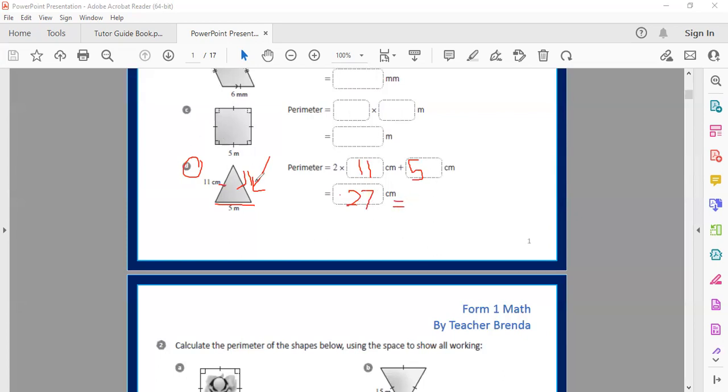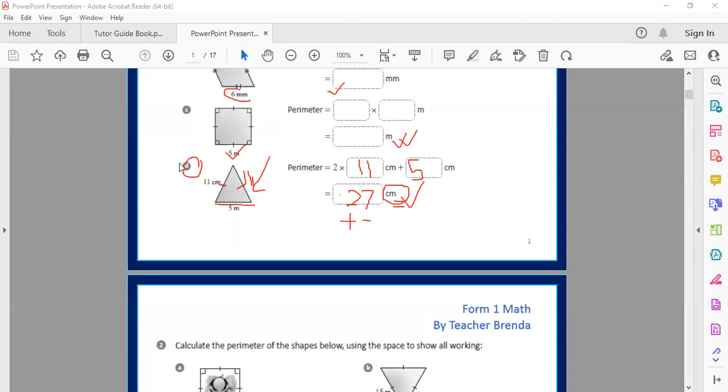Now remember, for perimeter, you just have the unit as it is. If this is meter, you add up everything, it's meter still. If this is centimeter, like millimeter, you add up everything, it's still millimeter. Okay, it doesn't change. Because all you're doing is actually addition.